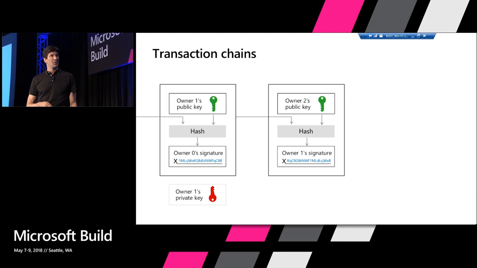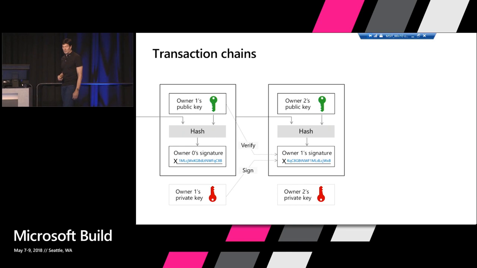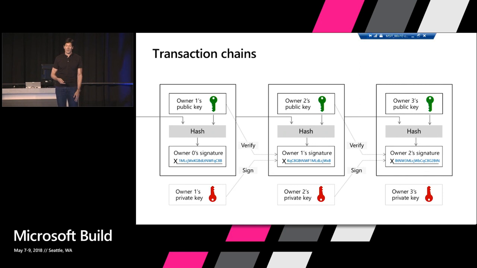And the way that they unlock it, of course, is by digitally signing this transaction that they just created, saying give this asset now to owner two. And then the chain continues like that. Owner two then can take and create another transaction, digitally sign it, and then somebody else, owner three, and other people on the network can verify that owner two really transferred this asset to owner three.